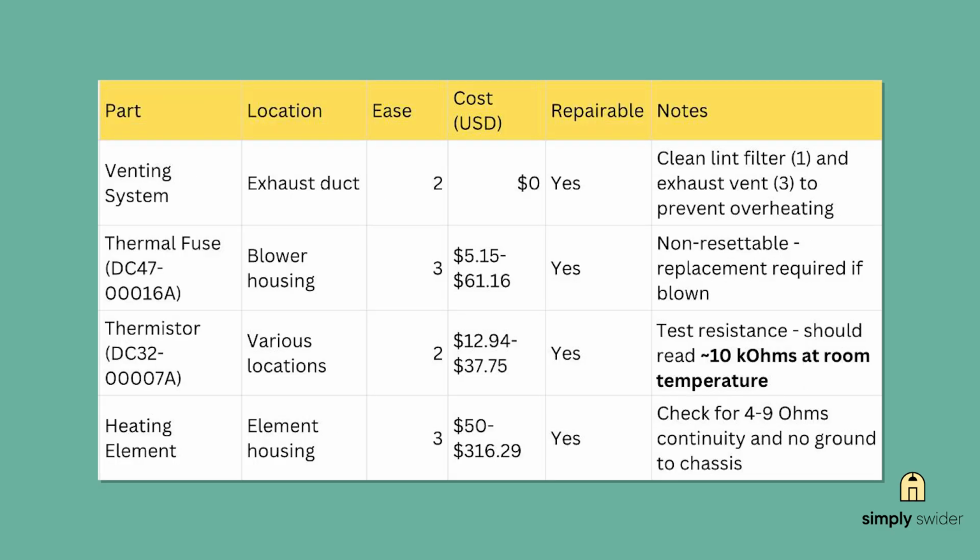The thermal fuse is the most common failure point on Samsung dryers. When this safety device detects overheating, it cuts all power to protect your dryer, leaving it completely dead. Replacement fuses only cost $5 to $60 and take about 15 minutes to install. Test your old fuse with a multimeter first. If there's no continuity, it's blown and needs replacing. You'll find it in the blower housing, and replacement takes about 50 minutes with basic tools.